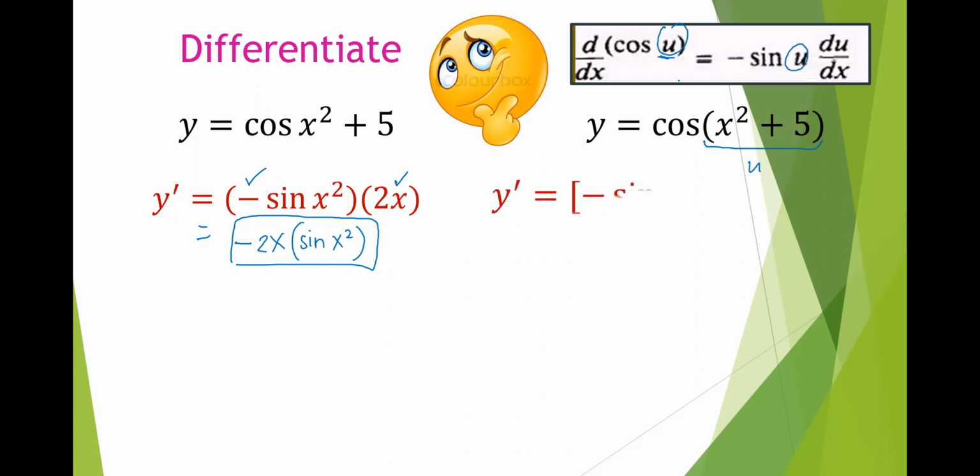We have to copy the angle first. Ayan, syempre, meron kang pangalawang factor which also happen to be equal to 2x. Kasi 2x plus 0, no? Yung derivative ng u natin. So, ayun lang siya. Or you can rewrite your answer as negative 2x multiplied by sine of x squared plus 5. So, this is another way of writing the derivative of this expression here on the right.